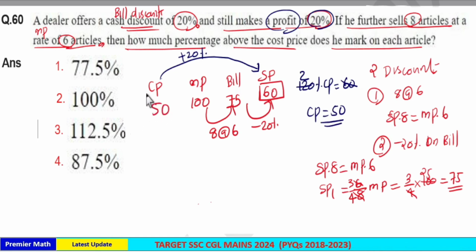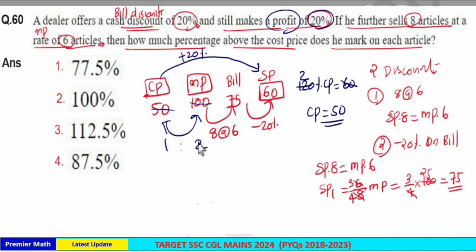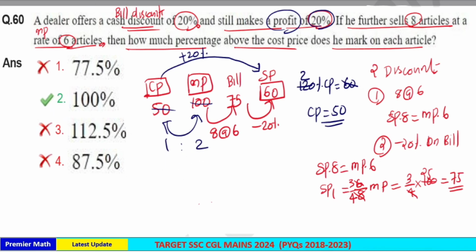Now you got cost price, marked price and selling price. Here we need the cost price and marked price ratio, which is equal to 50 goes 2 times in 100. So 1:2 is the ratio, meaning 100% increment on this cost price. Marked price is 100% more than cost price. So option 2 is your answer.